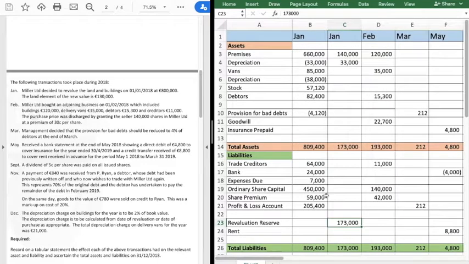For February, the Millers bought an adjoining business. So 120,000 buildings, 35 delivery vans, debtors 15,300, and creditors 11,000. We just slot all of those in first of all. The purchase price was discharged by granting the seller 140,000 shares, so that goes into our ordinary share capital. It was also at a premium of 30 cents per share, so 140,000 shares multiplied by 30 cents is our 42,000.